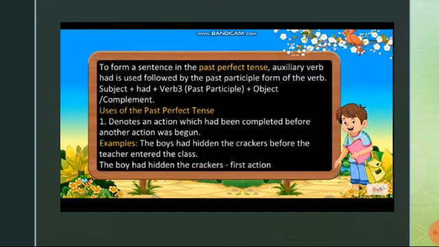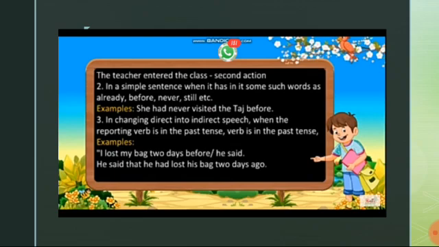So here see, to form a sentence in past perfect tense, the auxiliary verb had is used and it is followed by the past participle form of the verb. So here it is subject plus had plus past participle of the verb, or third form of the verb, plus object or complement. It is used to show an action that had been completed before another action was begun. Let's see here. The boys had hidden the cracker before the teacher entered the class. So the boys had hidden the cracker: first action. The teacher entered the class: second action.